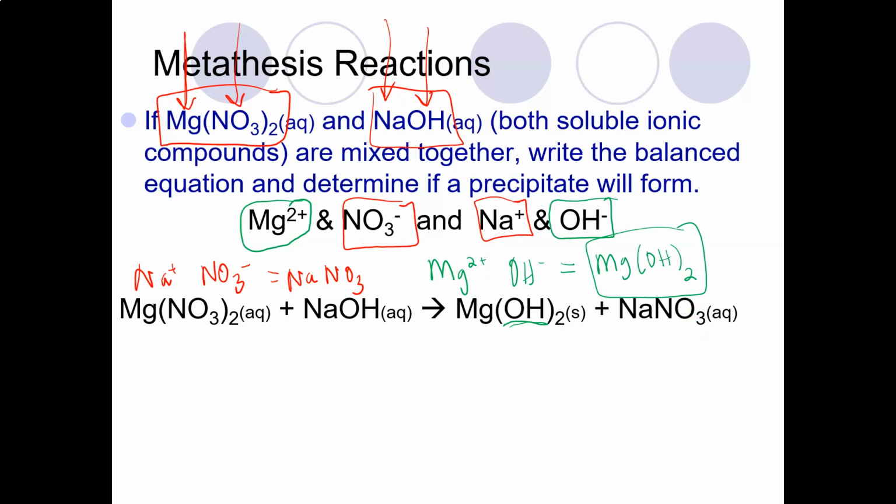Step 4 was to balance it. So we need to look, is this equation balanced? We'll just eyeball it. Okay, 1 magnesium on the left, 1 magnesium on the right. 2 nitrates on the left, 1 nitrate on the right. It's not balanced, so I can make my little chart and balance it.